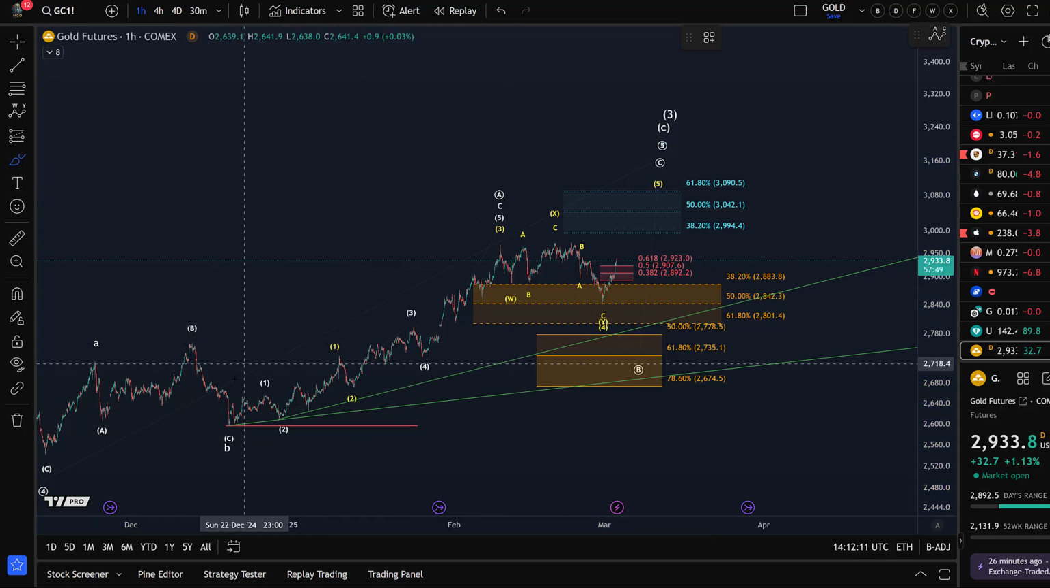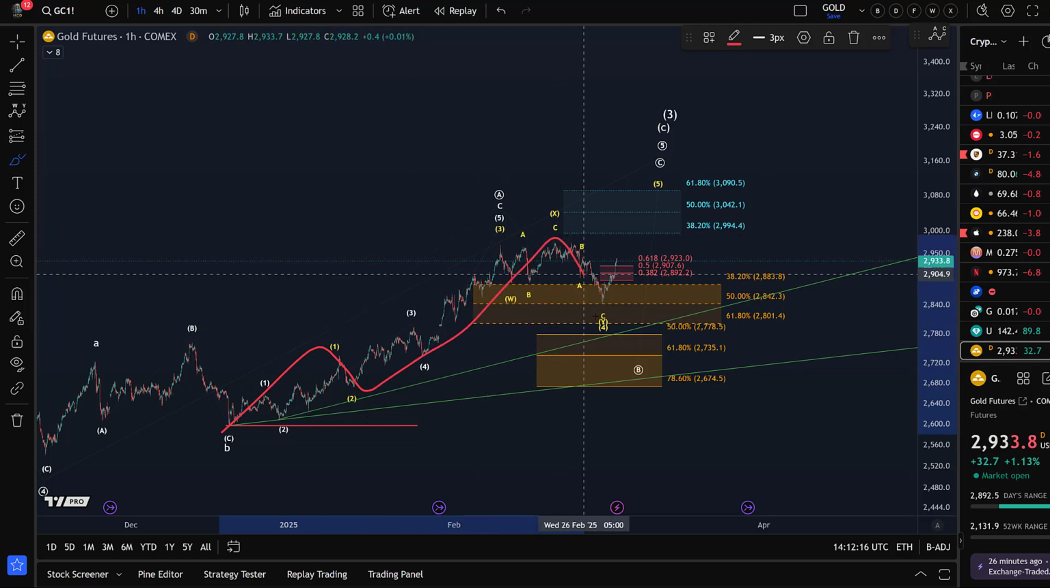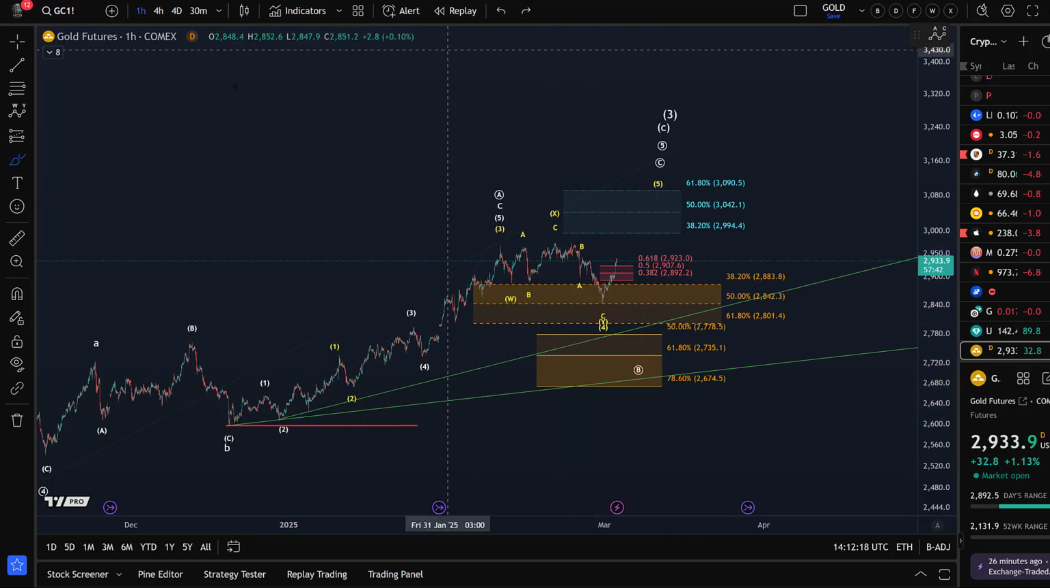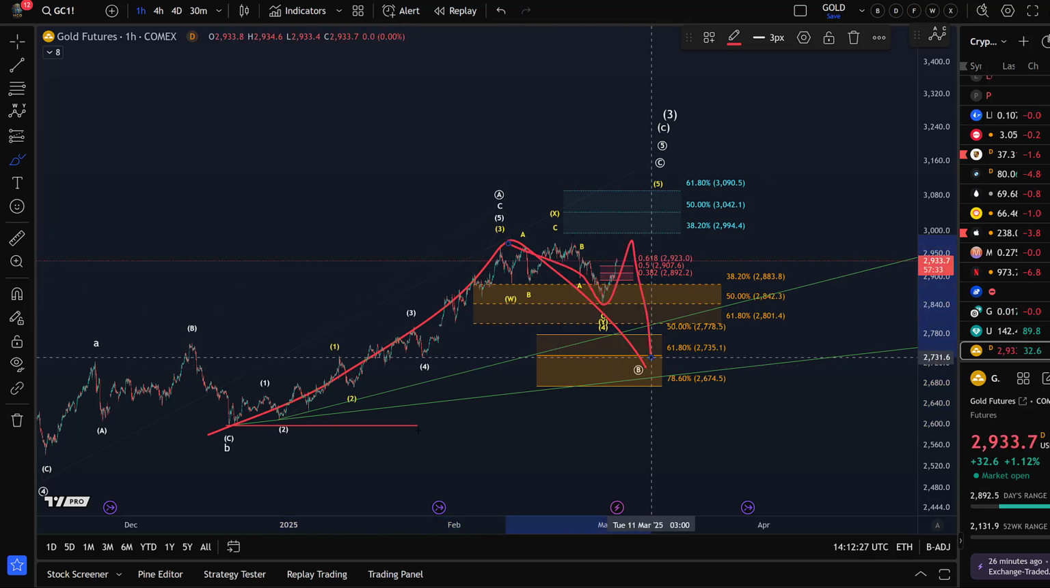Yellow scenario is preferred, in which we have a wave 1, a wave 2, a wave 3, 4, 5. White count is possible, which is slightly different. A wave already topped. It might be a B wave still in the making. A, B, C. If we break down now, it's likely going to be the white count, okay?